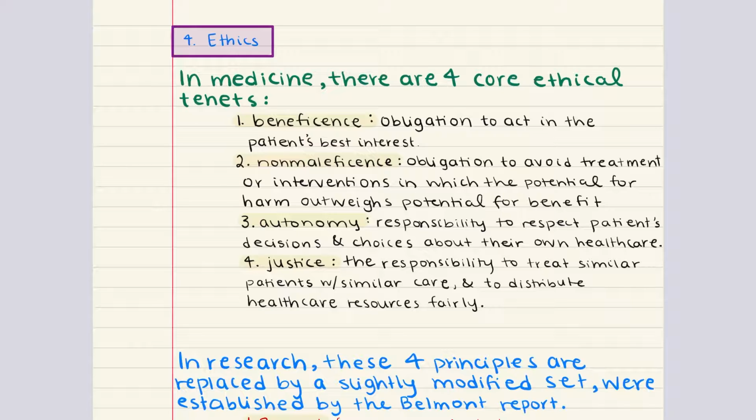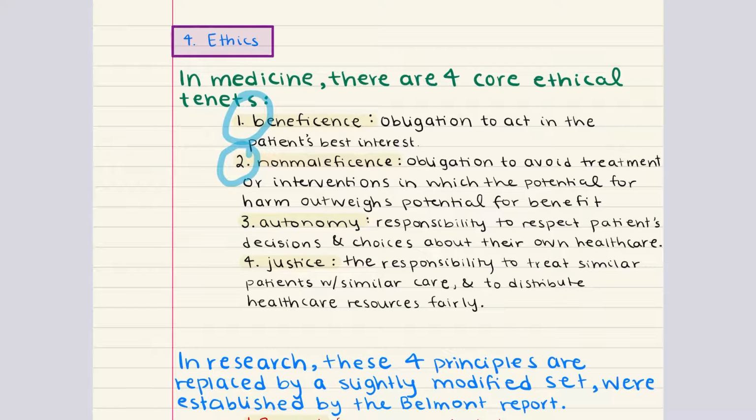In medicine, there are 4 core ethical tenets. The first one is beneficence. This is the obligation to act in the best interest of the patient. For example, a physician recommending a life-saving surgery, even though it involves some risks, fulfills the principle of beneficence because the overall goal is to improve that patient's health and well-being.